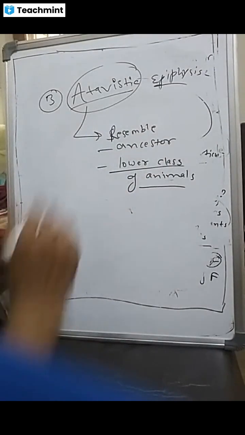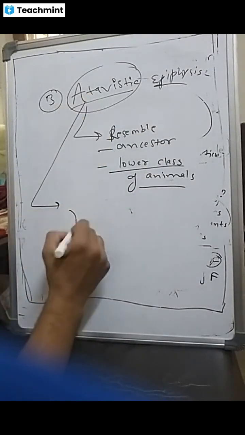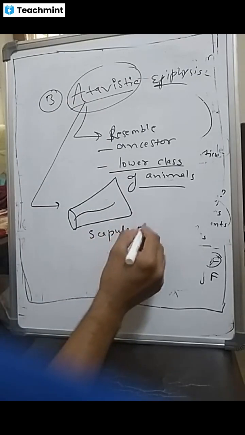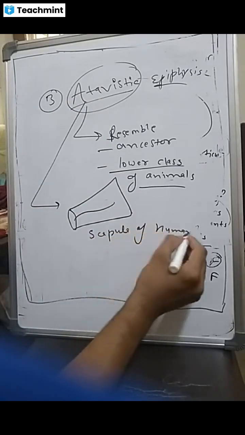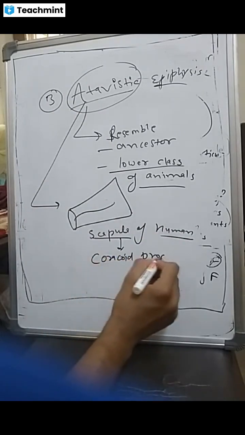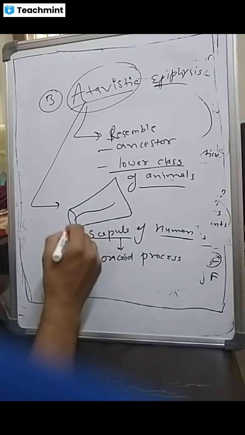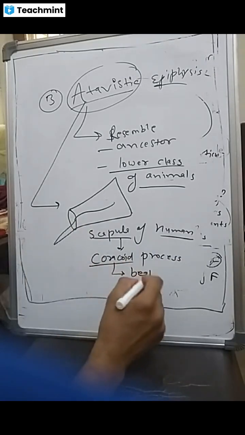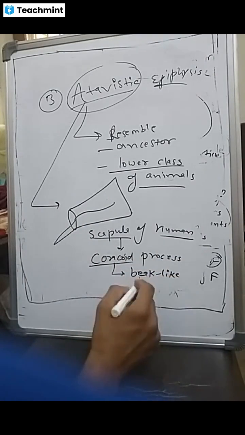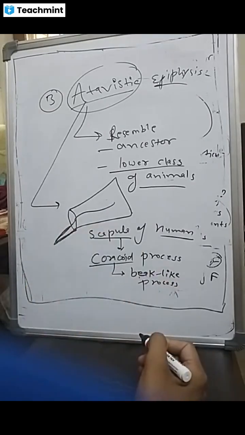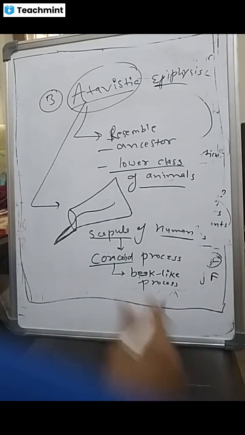For example, the scapula of a human being. The scapula has something called the coracoid process. Coracoid means beak-like process. This is a small beak-like process, and it is present in human beings.